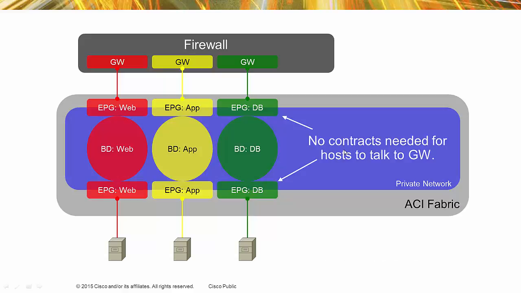So just to finish this one, it says no contract needed for host to talk to gateway. The reason, as I already mentioned, is that this is a layer 2 connectivity, an EPG extension, and with this approach this interface becomes part of the EPG, so you don't need any contract.